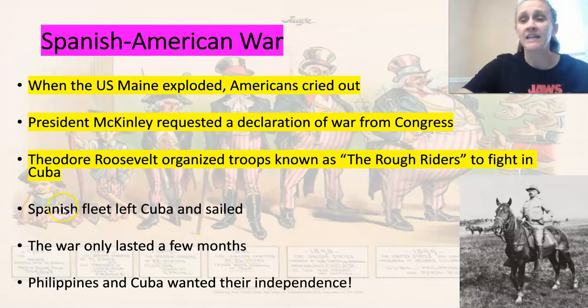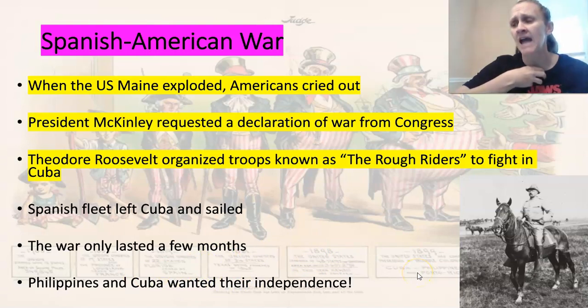The Spanish fleet, the Spanish are going to turn and run. They're going to go to their ships, and they're going to leave Cuba. But as soon as they do, they sail out into the U.S. Navy, okay? And so the Spanish-American War really only lasts a few months. And the bottom line is that the Philippines and Cuba want their independence.